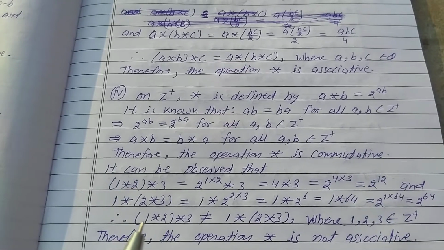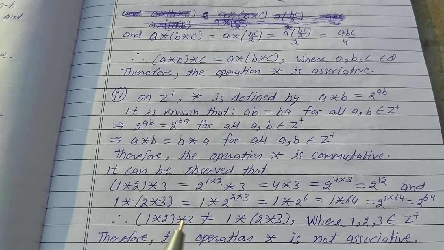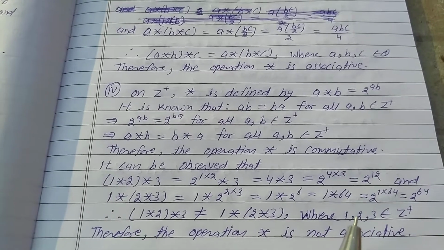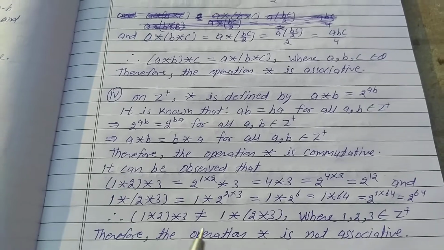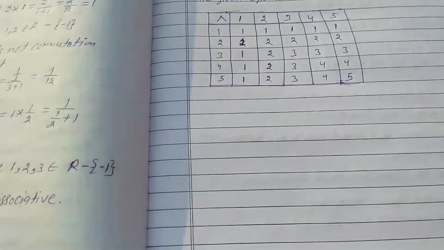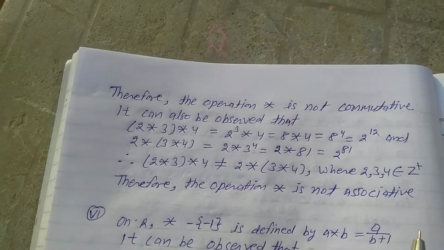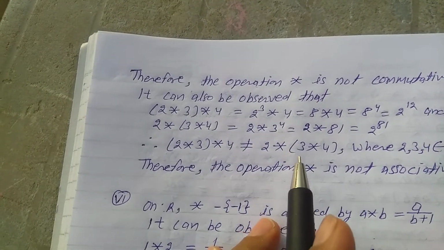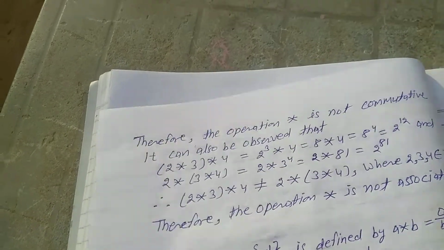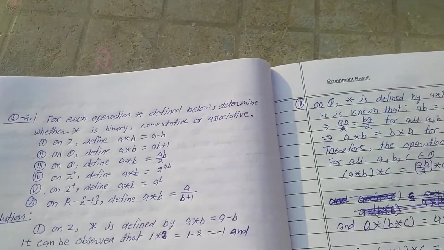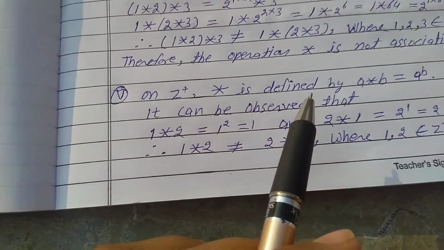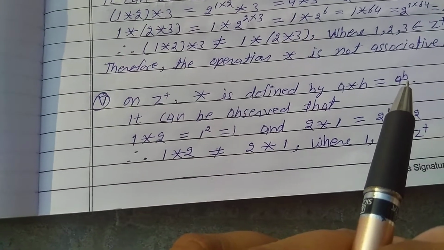264. Therefore, (1 star 2) star 3 is not equal to 1 star (2 star 3), where 1, 2, 3 belongs to Z plus. Therefore, the operation star is not associative. Fifth, on Z plus, star is defined by A star B is equal to A power of B.